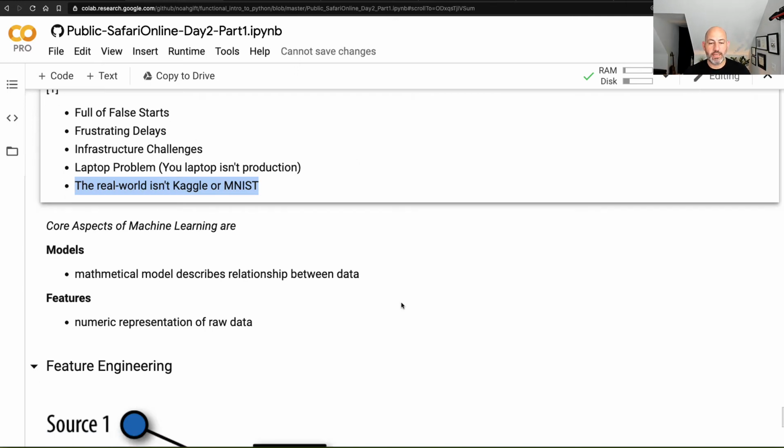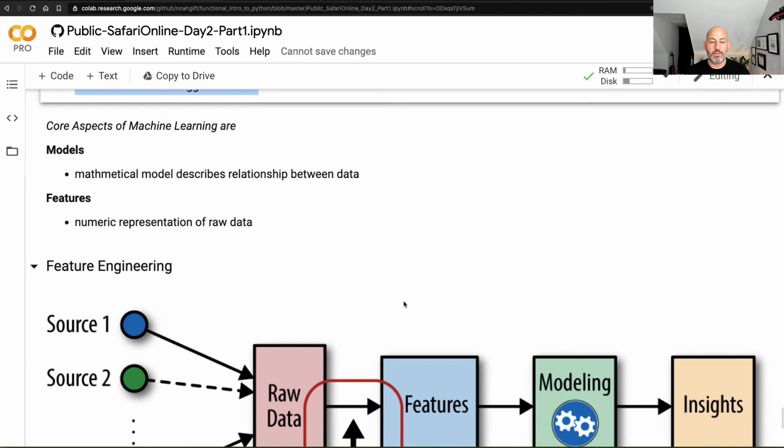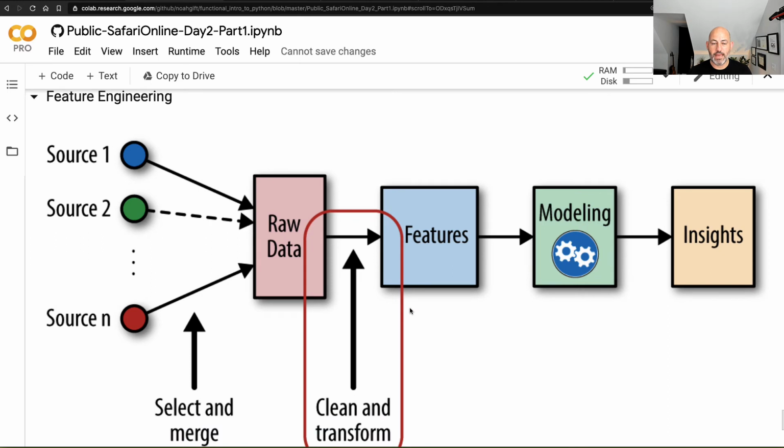So some of the things that happen in a machine learning project is that you need to have a model, and you need to have features. The model is a mathematical relationship between the data, and a feature is a numeric representation of the data. So here's again a picture from that same book.